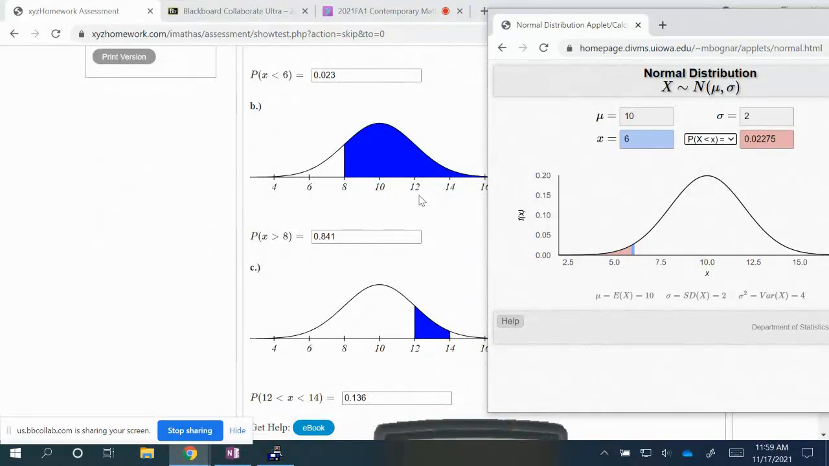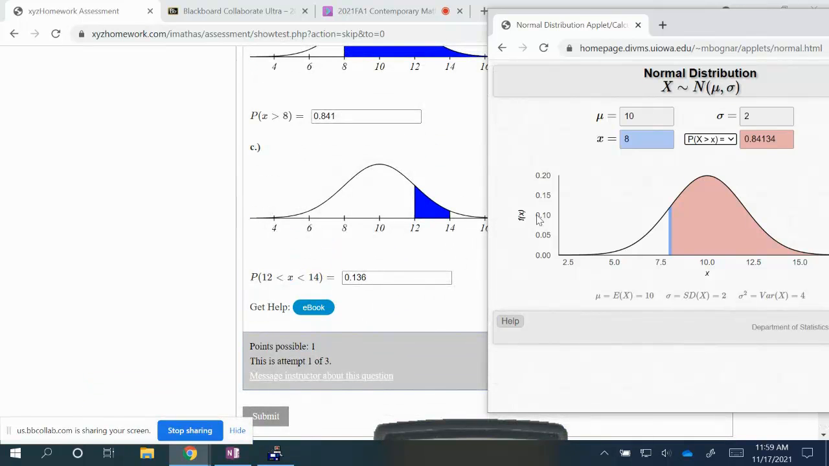All right, let's look at the next example, B. I already have in the mean and the standard deviation. I'm simply going to change my value for x to 8. I want to make sure that I have the correct shading, so I'm going to change my inequality to greater than. And notice we have the value 0.841. It gives us the probability, which is the area.